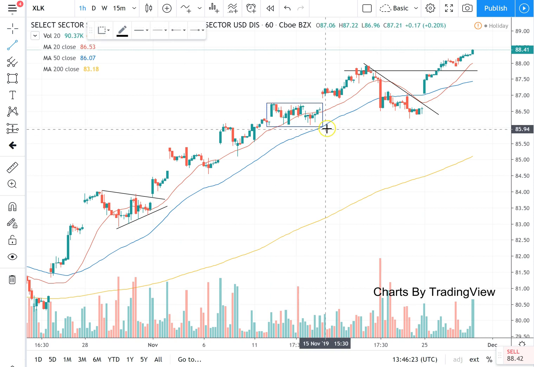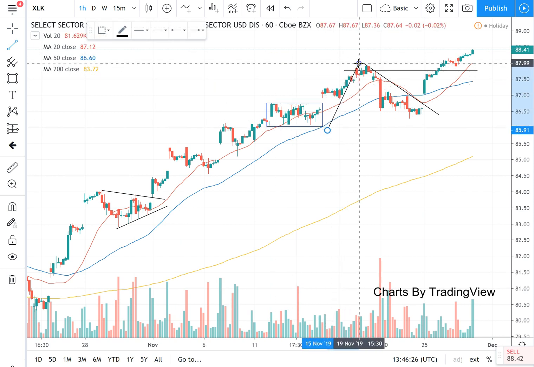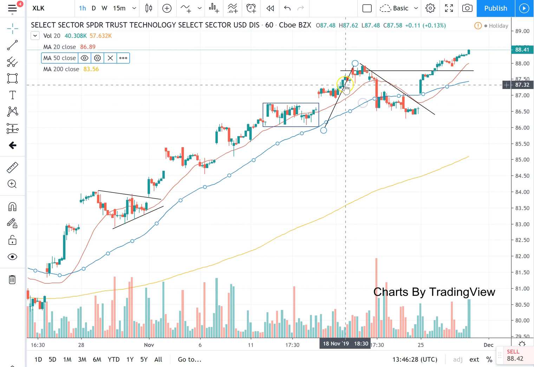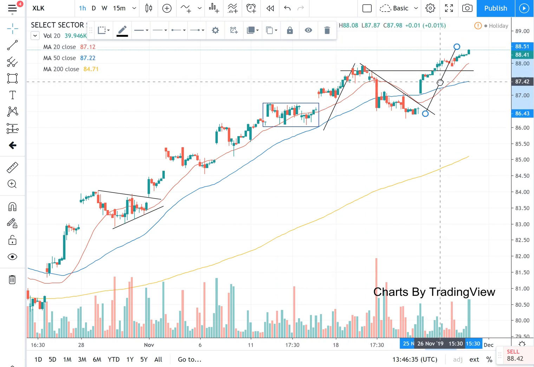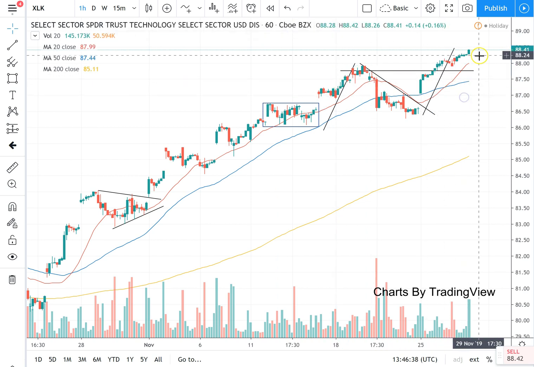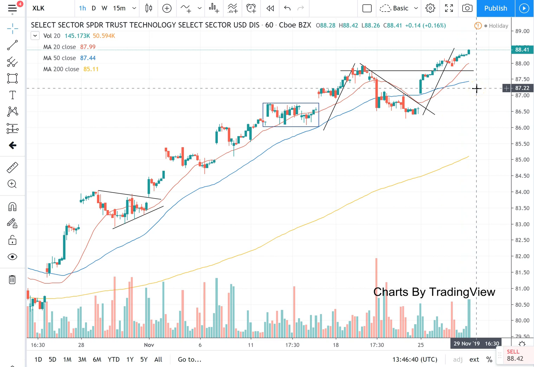I think if you draw a measured move, it has met its measured move target. Clone it and we draw this measured move target. Yes, it has met its measured move target. I don't know whether it will correct or not. If the stock or sector has met its measured move target, then anything that is more than that is a bonus.